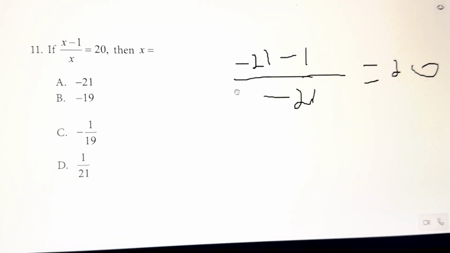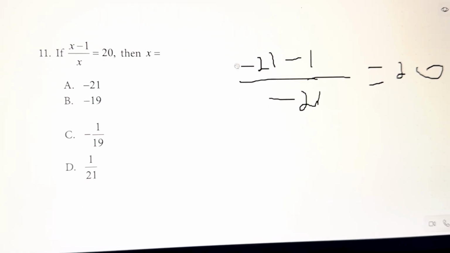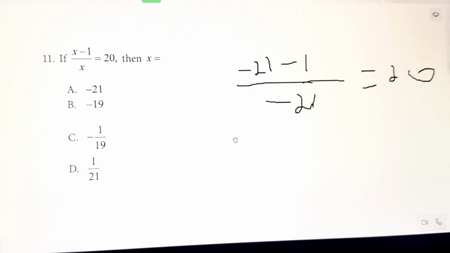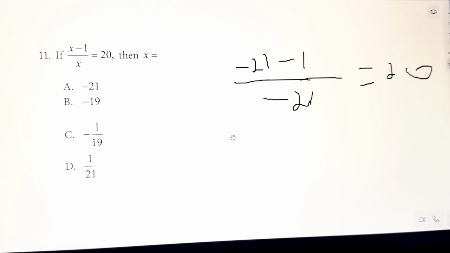It looks a little bit scary here. But stop and think about it for a minute. We've got negative 21 minus 1 over negative 21. Is there any way that's going to be 20? No. No way. It's going to be close to 1.